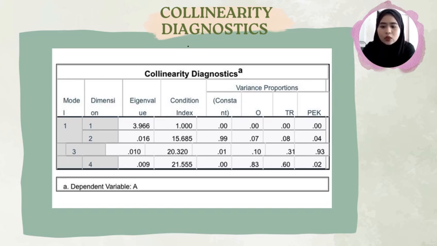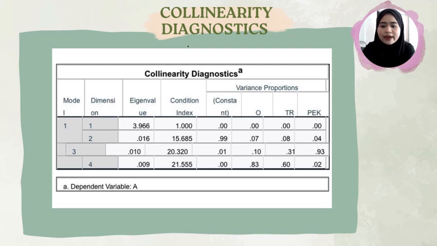Second, we have condition index, which measures the level of multicollinearity. Dimension 1 has no multicollinearity, with an index equal to 1.000. Dimension 2, moderate multicollinearity, index equal to 5.685. Dimensions 3 and 4, moderate multicollinearity, index equal to 20.320 and 21.555.